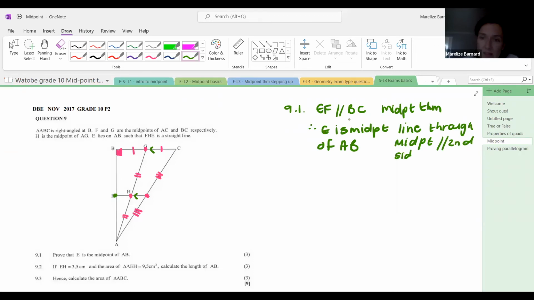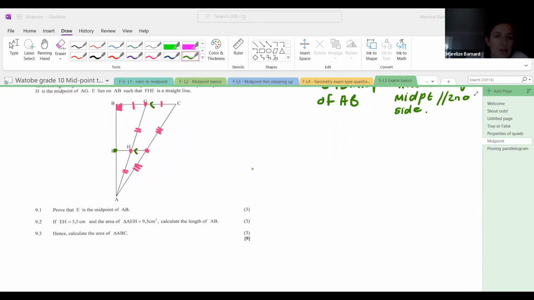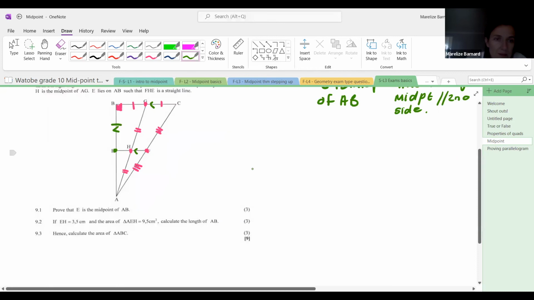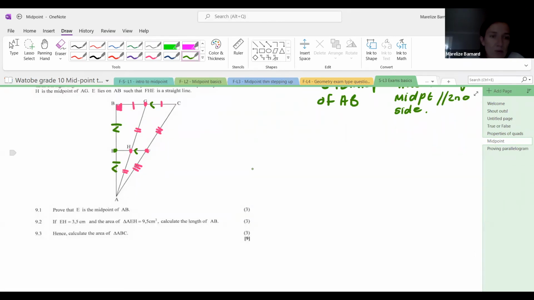I always teach it this way, but if your teacher taught you the converse midpoint theorem and they're accepting that, then that's perfectly fine. Right, so that means this will be equal to that. So BE will be equal to EA. So if EH is 3.5 and the area of triangle AEH is 9.5, calculate the length of AB.